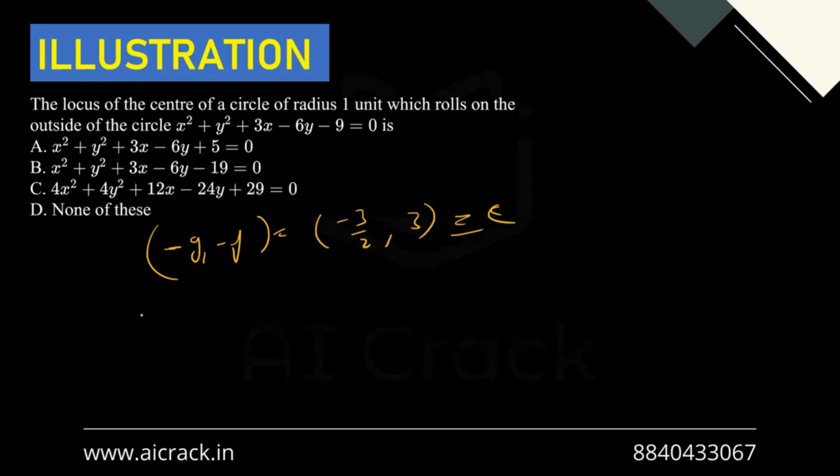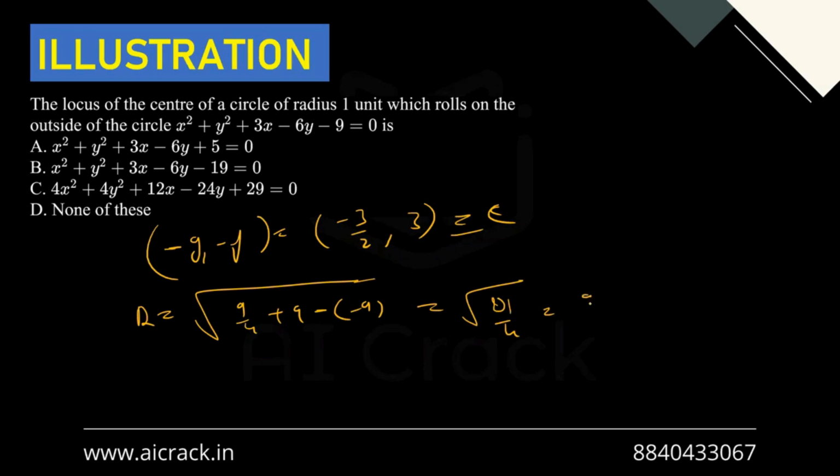If you want to find the radius, that would be under root g square plus f square minus c. So this would be 9 by 4 plus 9 minus of minus 9. So this would become 18, and 18 into 4 is 72, plus 9 is 81. So that would give me 81 by 4, that is 9 by 2. So the radius is 9 by 2.